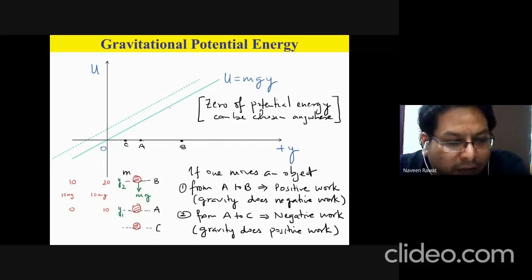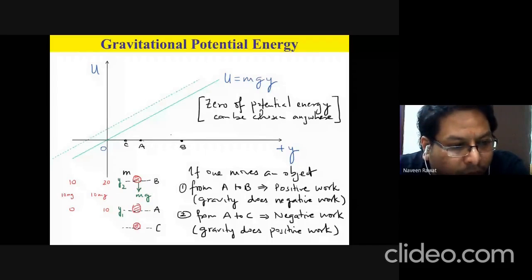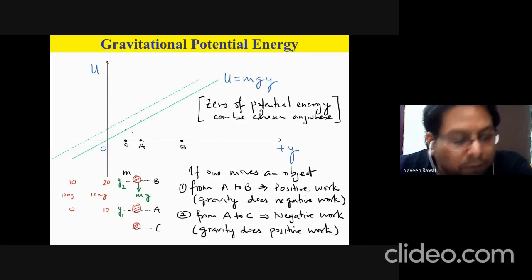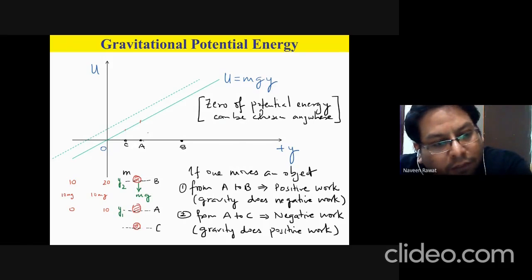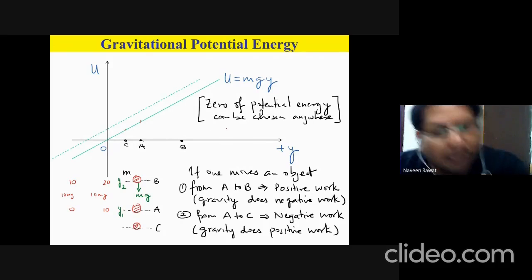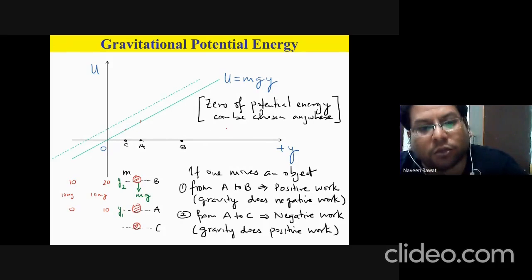Similarly, if you're going from A to C location, now you're going down in your potential value. So your potential value is lower here than where it started. That means you are doing negative work. And in this case, because gravity is winning, gravity is doing positive work. So in this scenario, it is important to remember that the zero of your potential energy can be chosen anywhere as long as you're consistent with that choice in your problem.